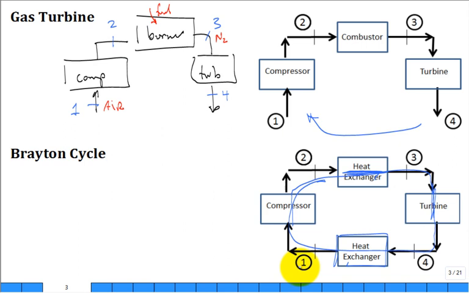So the convention is to put state 1, but you don't have to, it's a cycle, but state 1 is the inlet to the compressor. Then state 2, the exit to the compressor, which is the inlet to the combustor or heat exchanger or burner. And then state 3, it's out of the combustor, out of the heat exchanger, and into the turbine. And then state 4 is out of the turbine back into a heat exchanger to complete the loop.